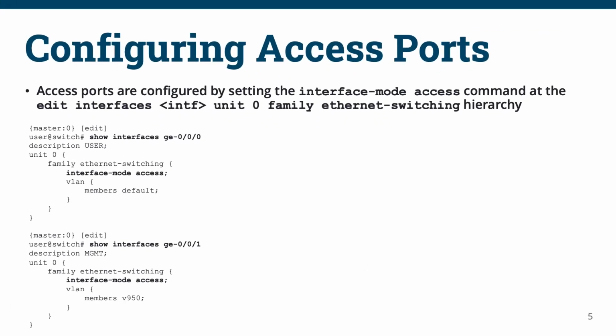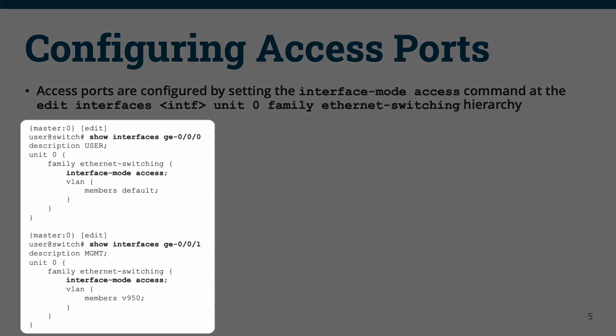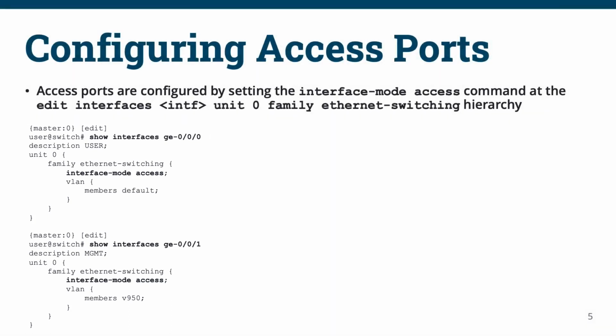In the configuration snippet here, we have two interfaces, ge-0/0/0 and ge-0/0/1. We see that the interfaces are configured as access ports by the interface-mode access command at the ethernet-switching family configuration in unit 0 of the interface. The ethernet-switching family must be configured on an interface to allow it to be a switch port.